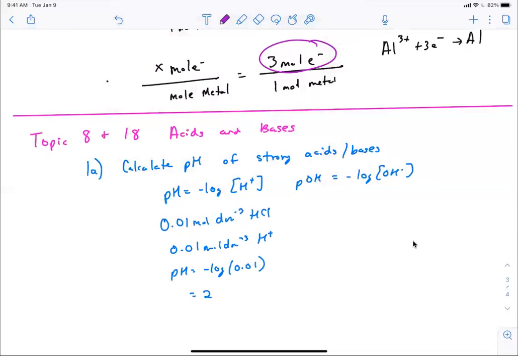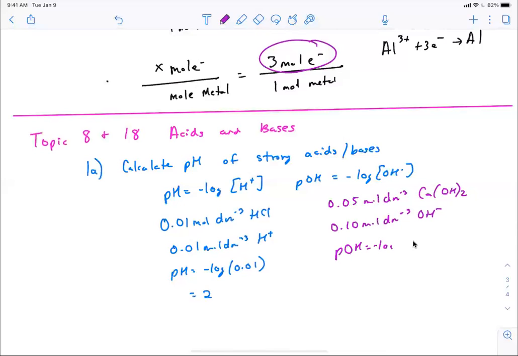But conversely, if you have 0.05 molar of calcium hydroxide, because there's 2 hydroxides in there, you have to multiply the molarity by 2 because you actually make twice as much OH minus than you started with. So that's 0.1 molar of hydroxide, which makes your pOH negative log of 0.1, which makes your pOH 1, which then makes your pH 13 at 25 degrees Celsius. Assuming you're at 25 degrees Celsius, it adds up to 14 overall.